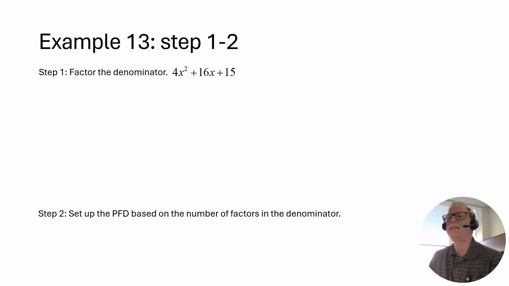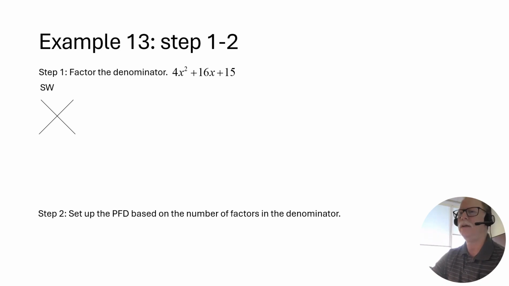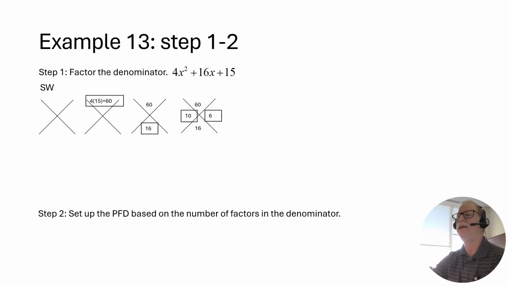So we've got step one, factor the denominator. Man, we love these quadratics and factoring. This one, I'm going to do the X method. So remember, scratch work off on the side a little bit, please and thank you. Keep it separate from the solving bit. So top of the X, 4 times 15 is 60. Bottom of the X, the middle term, 16. Factors of 60 that add up to 16. There you go. All righty.